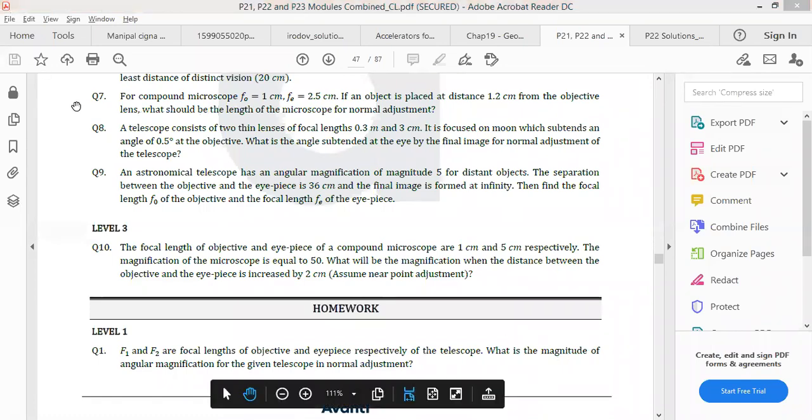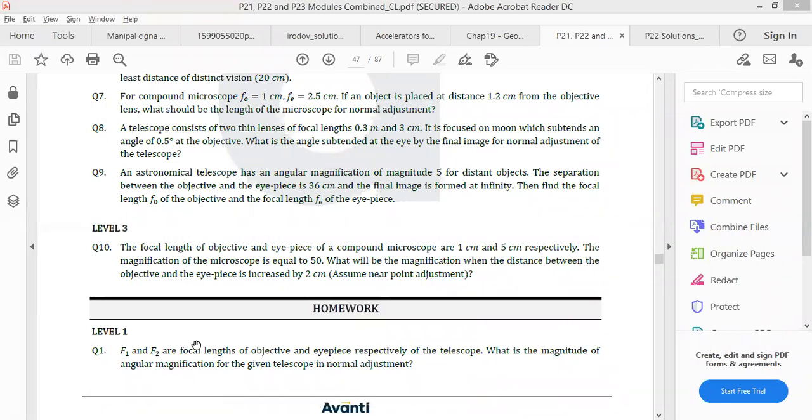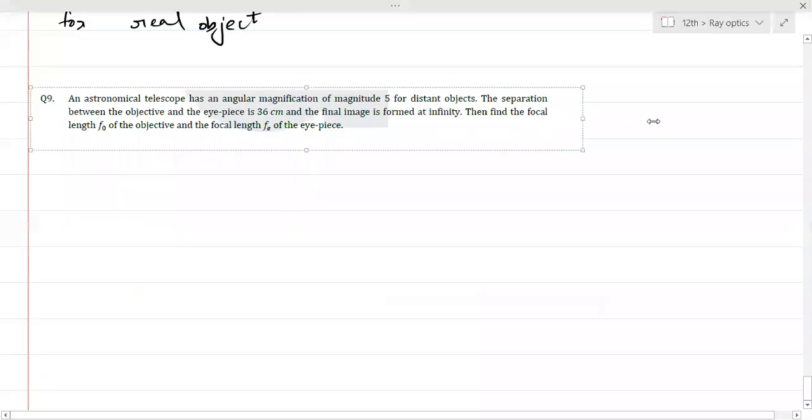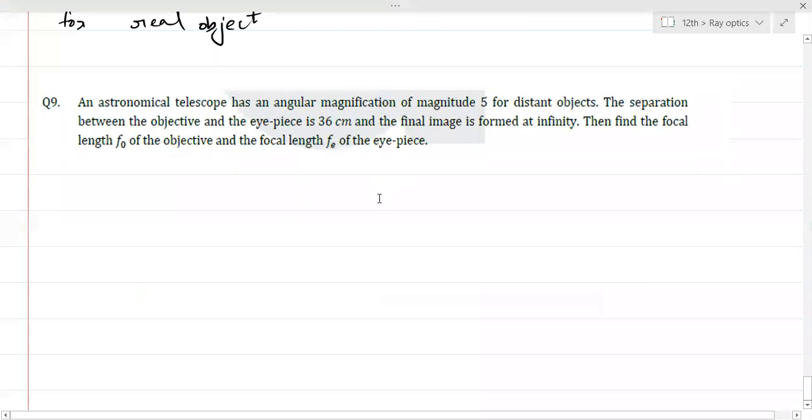Let's go into question number 9, okay? Try doing this. Let's see how many of you will get it correct. The last problem, Manoj got it correct. So let's see this. Do it.